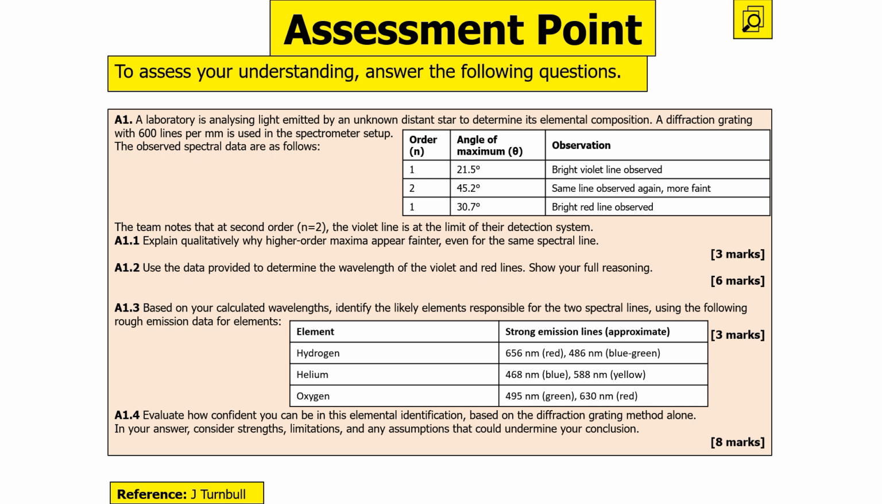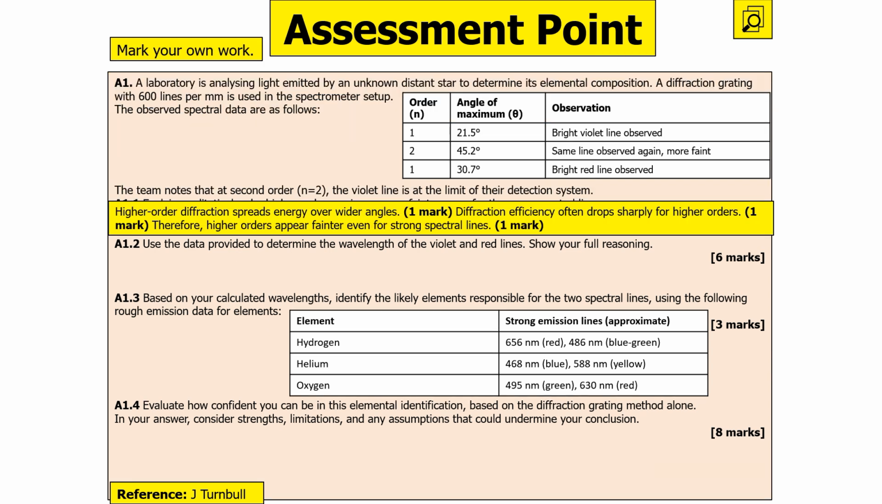Explain qualitatively why higher order maxima appear fainter even for the same spectral line. Use the data to determine the wavelength of the violet and red lines. Show your full reasoning. Based on the calculated wavelengths, identify the likely elements responsible for the two spectral lines using the following rough emission data for elements. Then evaluate how confident you can be in this elemental identification based on the diffraction grating method alone. In your answer, consider the strengths, limitations, and any assumptions that could undermine your conclusion. So, pause the video now. Then unpause the video when you want to go through your answer.